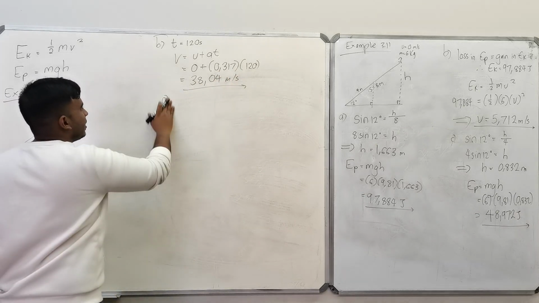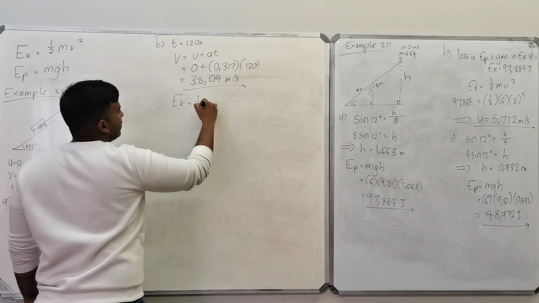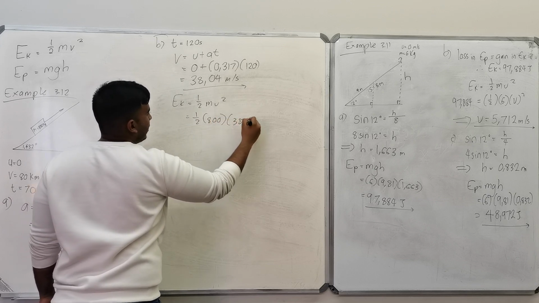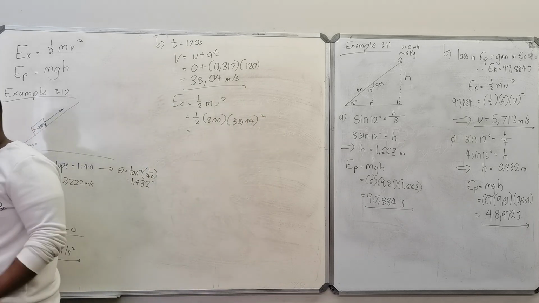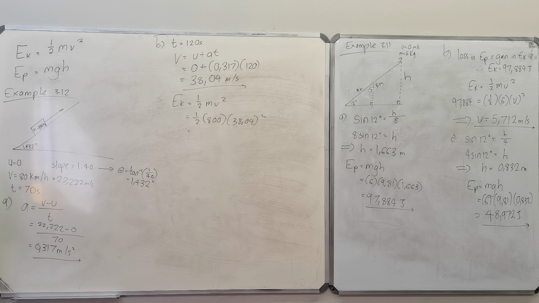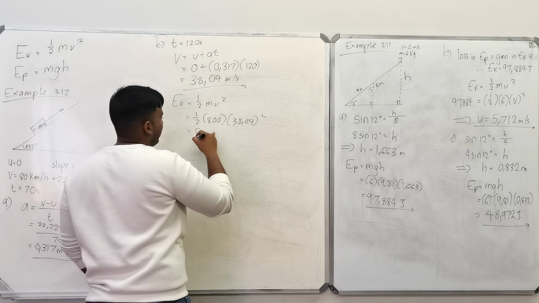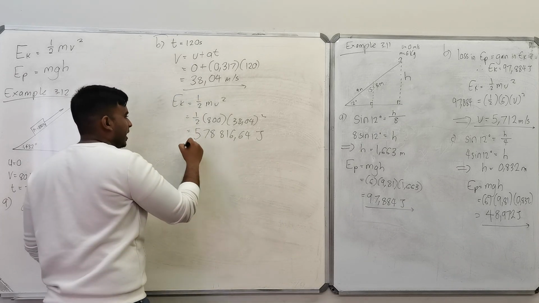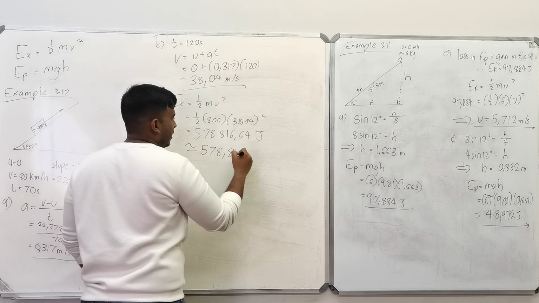Meters per second. Okay. Guys, we're okay with that? Oh, no, we're not done. Kinetic energy is equal to half mv squared, which is equal to half times 838.04 squared, which is 578816.64 joules, right?